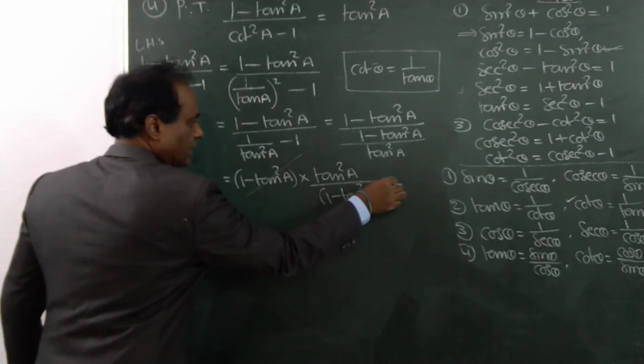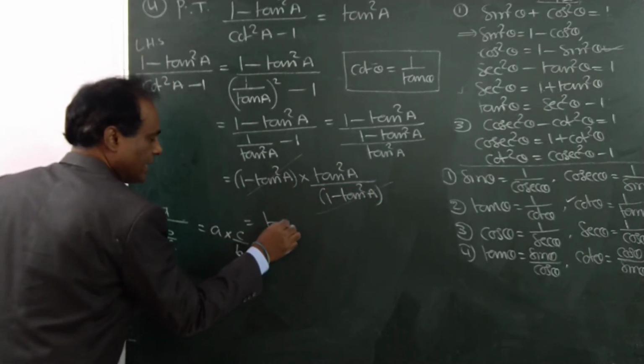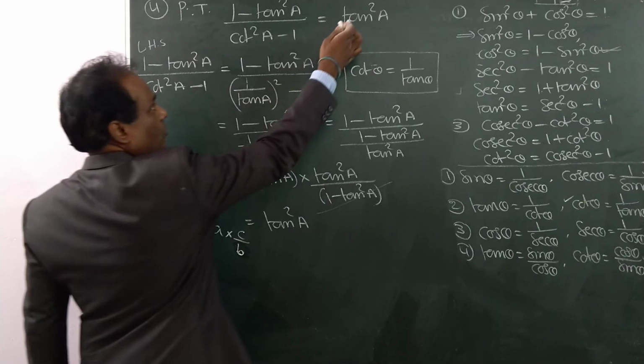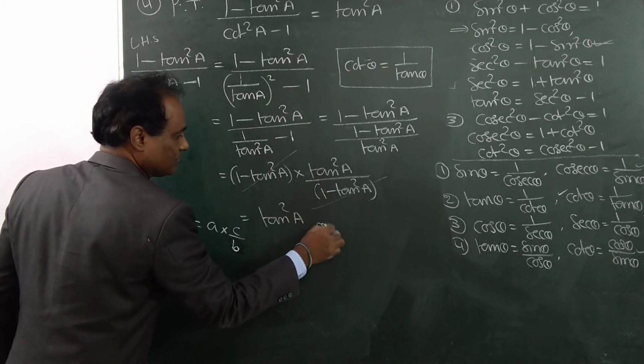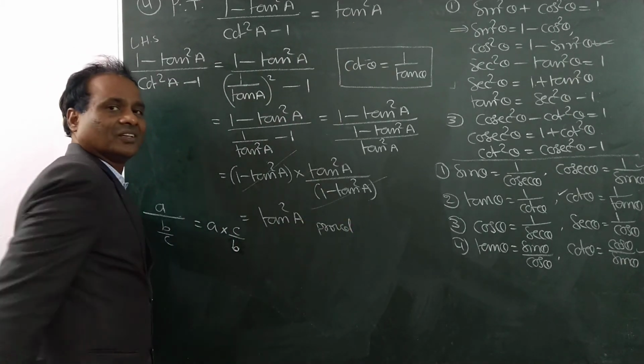1 minus tan square cancels. What is remaining? Tan square A. See the proof, RHS we got. Proved. We got it.